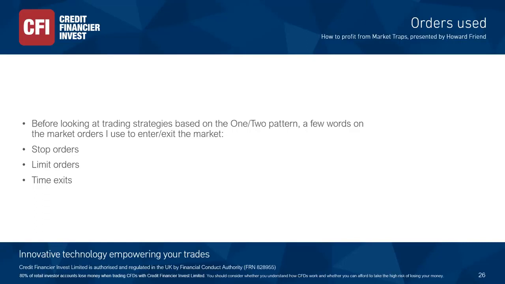The time exit is an order which gets you out of the market after a certain time period has elapsed. So as an example, you could say, right, I'm using a daily chart, I'm buying, but I want to be in this trade for no more than 3 days. So the order would be exit at the market at the close of 3 days after being in the trade.